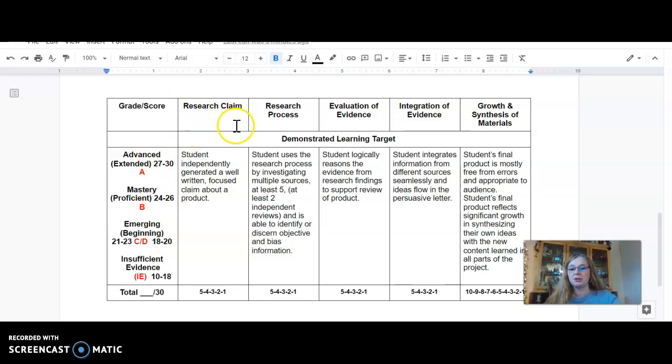Okay, so a bit of a difference there that I just want to point out to you. Again, research claim: student independently generated a well-written, focused claim about a product. Okay, that's your first criterion. Second criterion is research process: student uses the research process by investigating multiple sources, at least 5, and in parentheses you're going to see at least 2 independent reviews, and I've already explained what an independent review is. And is able to identify or discern objective and biased information.